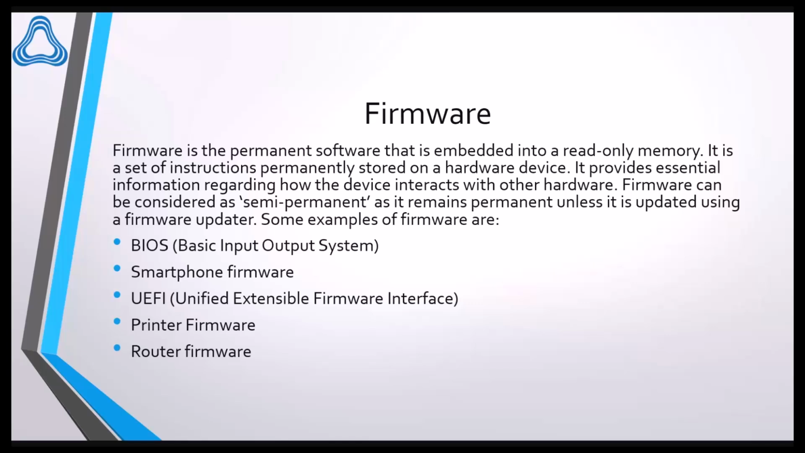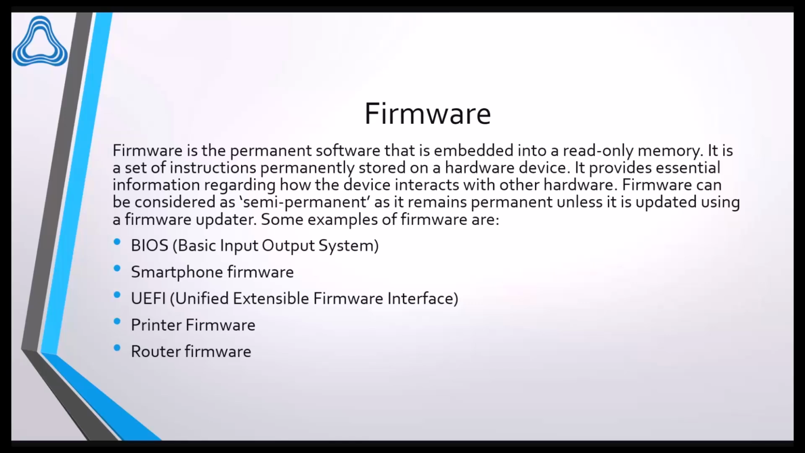If your phone is, I don't know, an Android phone, it will come from the various manufacturers of various Android phones. If it is a computer or laptop, it will come from the various companies that manufacture laptops or desktops. That's where the name firm comes from. So it's called firmware. It provides essential information regarding how the device interacts with other hardware, and firmware can be considered as semi-permanent, as it remains permanent until it's updated using the firmware updater.